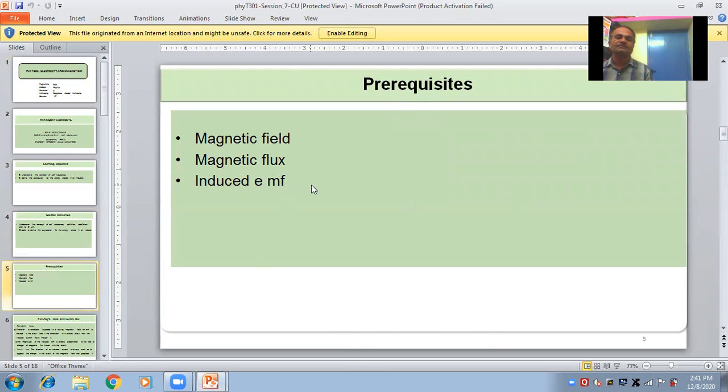Before going to the lesson, we should know what these things are. What is magnetic field? What is magnetic flux? And what is the induced EMF?